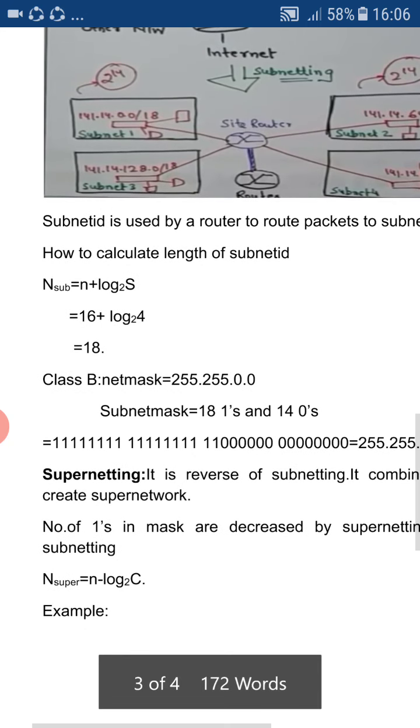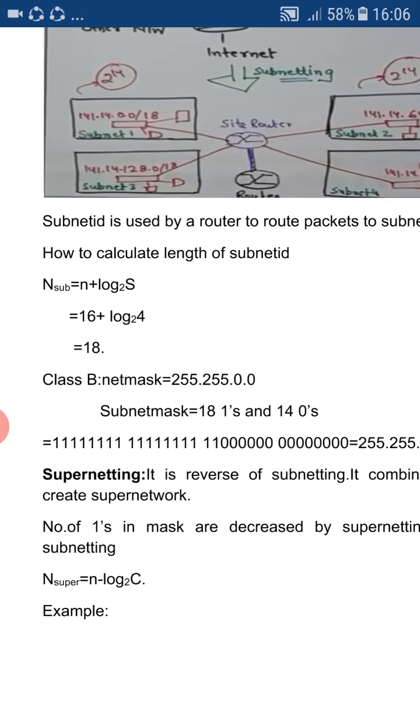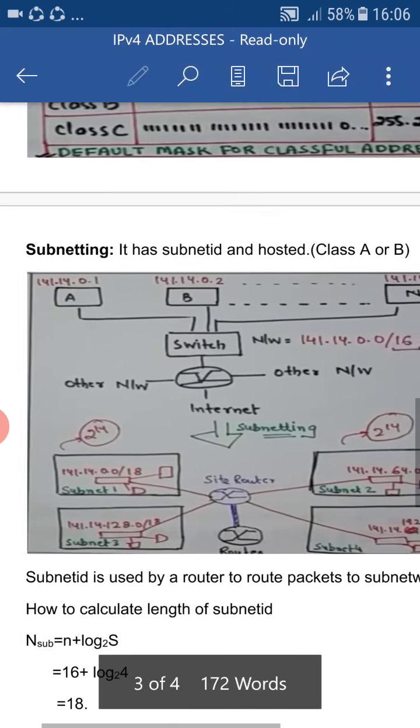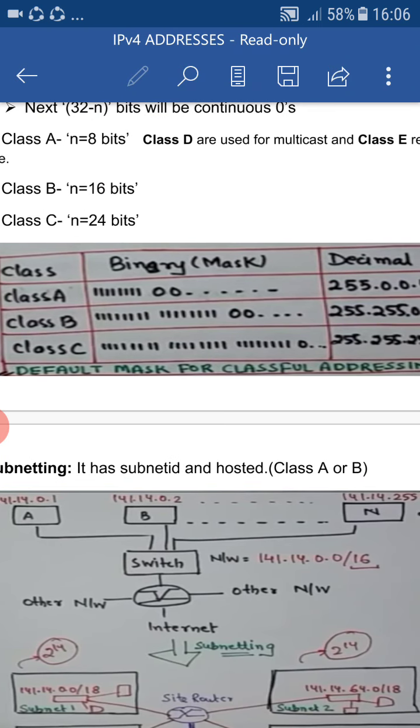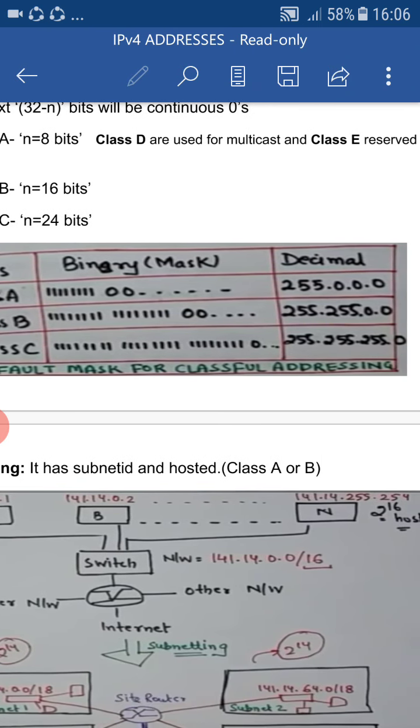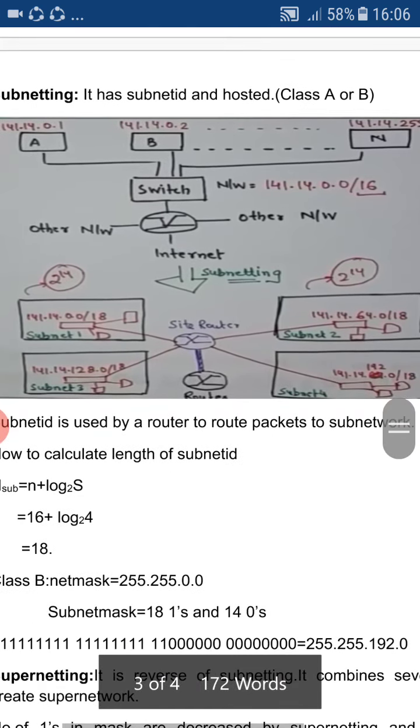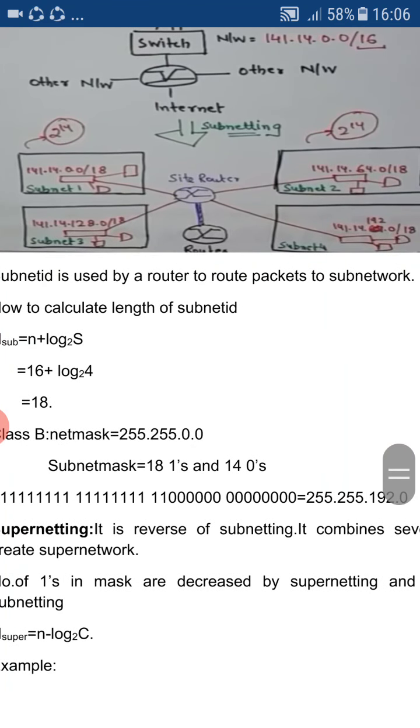Now, initially what was the mask address of class B? It was 255.255.0.0. Again, this mask address we already studied. In class B, the first 16 bits were continuous 1s and the next 16 bits were continuous 0s. Their decimal representation was 255.255.0.0. This was nothing but the mask value of class B. Now, after subnetting, the mask value changes.